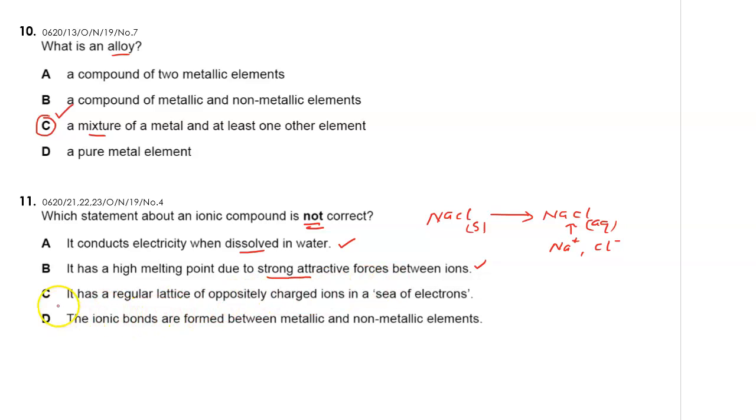So that is correct. C, it has a regular lattice of oppositely charged ions in a sea of electrons. A sea of electrons is only found in a metal lattice, and therefore this is not correct. All right. D, the ionic bonds are formed between metallic and non-metallic elements. That is correct. So the only answer that is not correct is C.